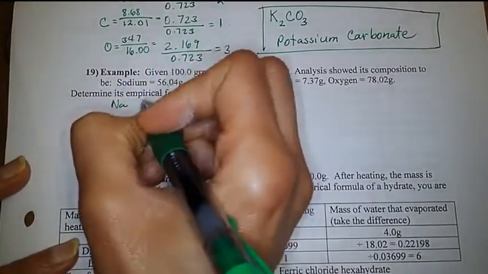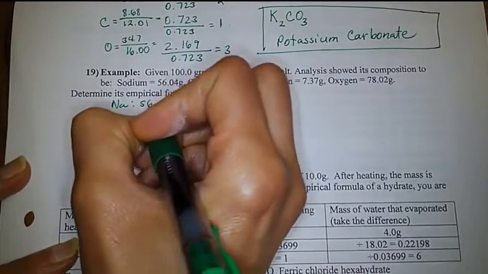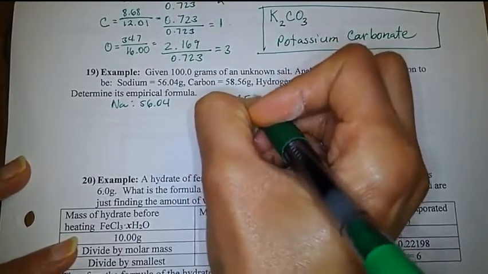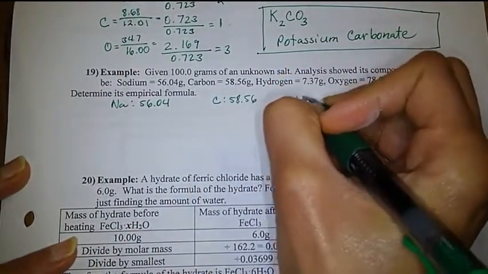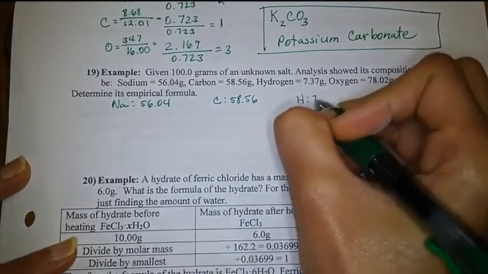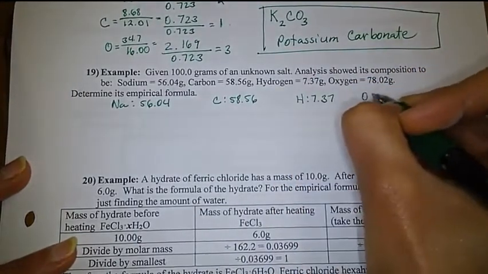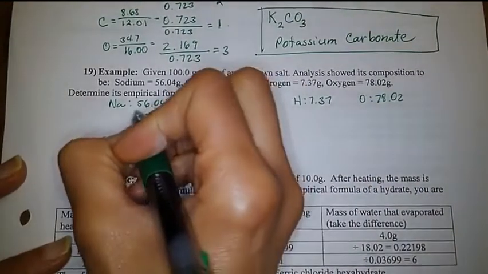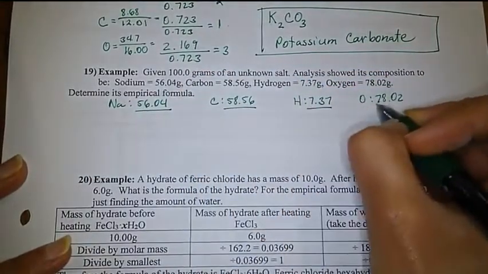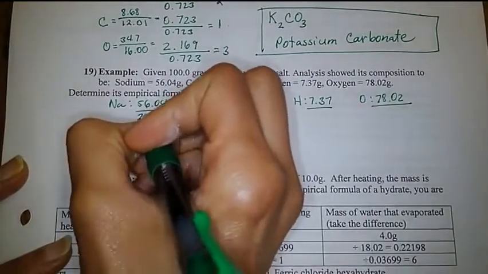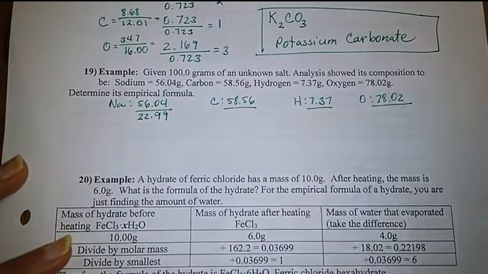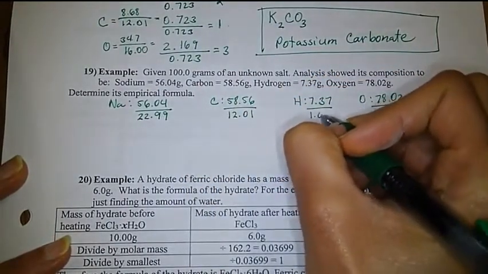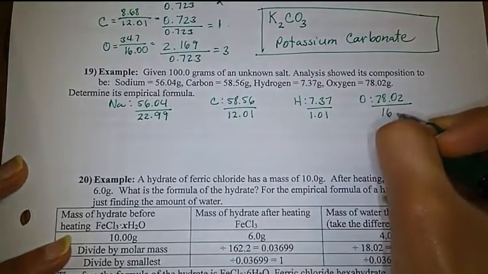That's great. So we've got sodium. So this is 56.04. And then we've got carbon. And I'm going to write 58.56. No reason to write grams at all because we don't need them. So this is 7.37. And then oxygen is 78.02. Okay? So we've got this. Again, we're going to once again divide by the molar mass of each one. So use your periodic table. The molar mass of sodium is 22.9. The molar mass of carbon is 12.01. The molar mass of hydrogen is 1.01. And the molar mass of oxygen is 16.